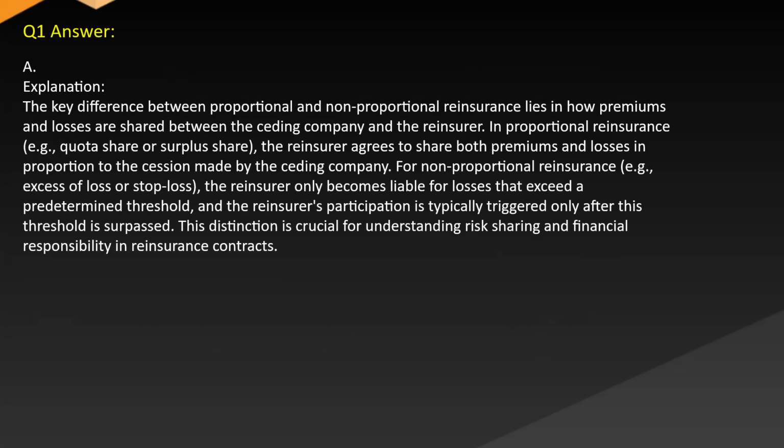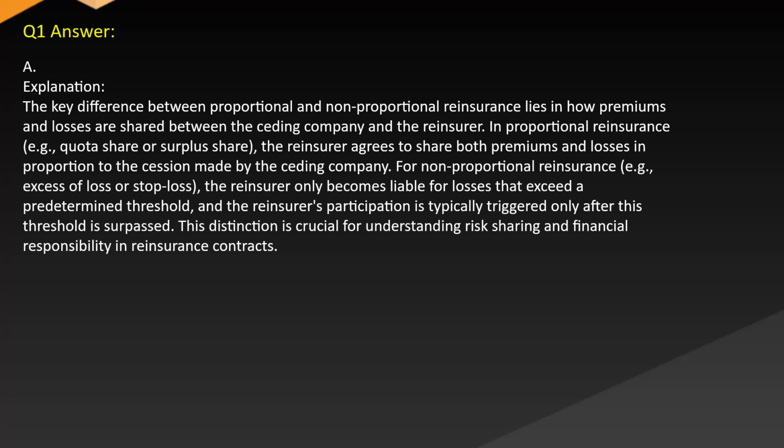Answer. A. Explanation. The key difference between proportional and non-proportional reinsurance lies in how premiums and losses are shared between the ceding company and the reinsurer. In proportional reinsurance, e.g., quota share or surplus share, the reinsurer agrees to share both premiums and losses in proportion to the cession made by the ceding company.